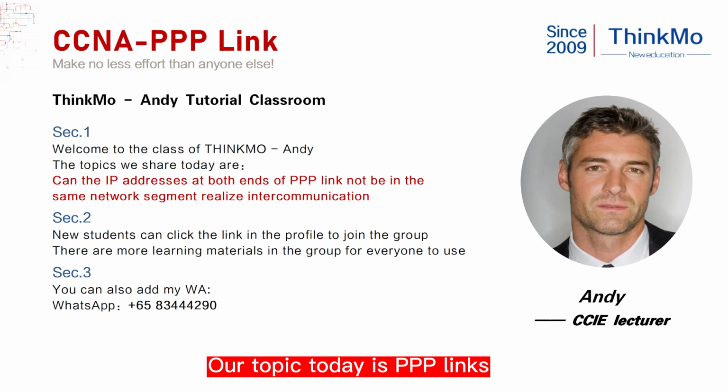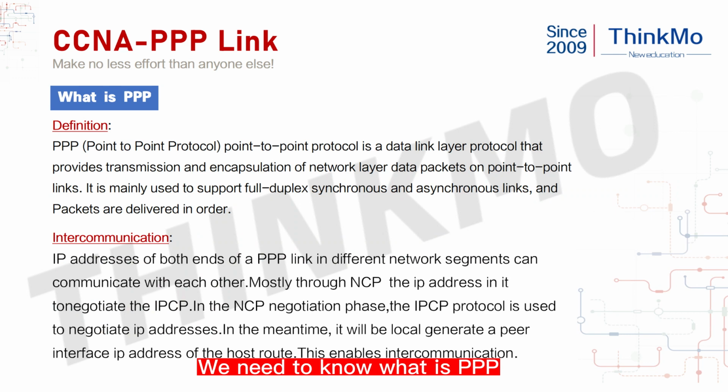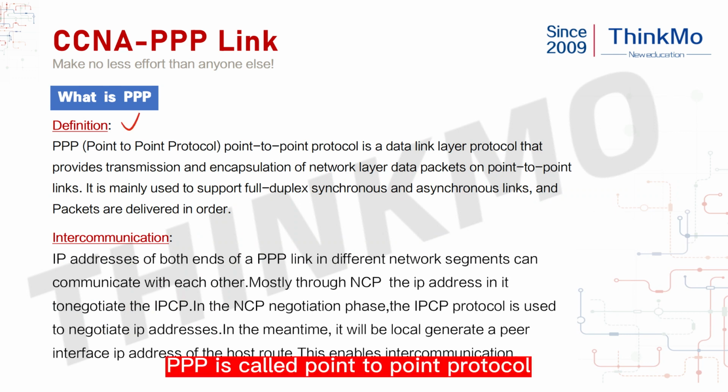Our topic today is PPP links. If the IP addresses at both ends are on different network segments, can communication be realized? We need to know what PPP is. PPP is called the Point-to-Point Protocol.